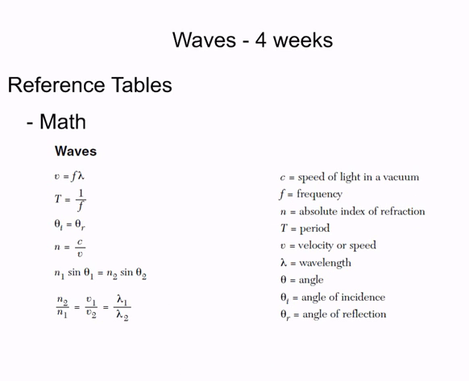And then, of course, the math. Not that many equations, and most of these are pretty straightforward. Velocity of a wave, period, and frequency. And then the last 4 are all about wave behavior. The theta i equals theta r is for reflection. And then the 3 lower ones are for refraction, when light goes from one material into another.